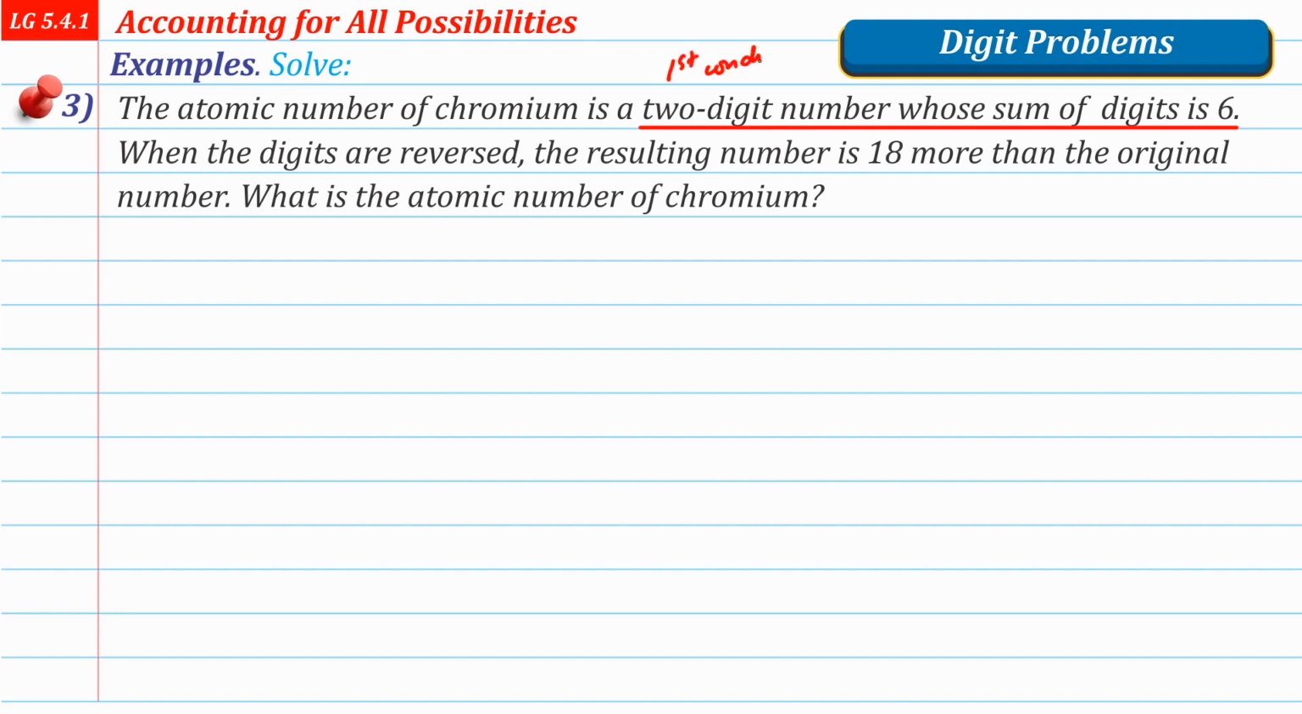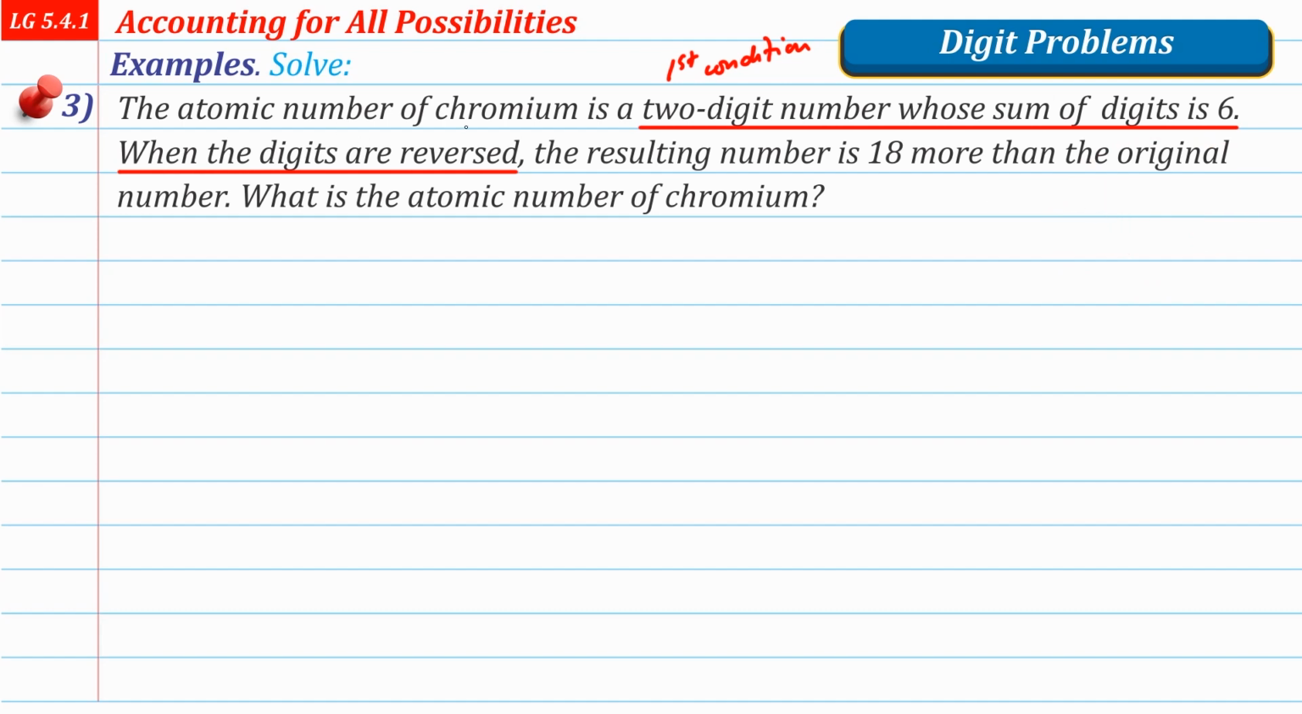Okay lang ba yan? Okay, when the digits are reversed. What do you mean reversed? Have you encountered this problem na? Yung mga digits na re-reverse. Okay, example po ng reverse digit. For example, we have the digits, let's say, 23. Pag sinabing reversed, ang mangyayari is magiging 32. Do you get what I mean by reversed? Very good. Okay? So, yan ang example ng reversed.